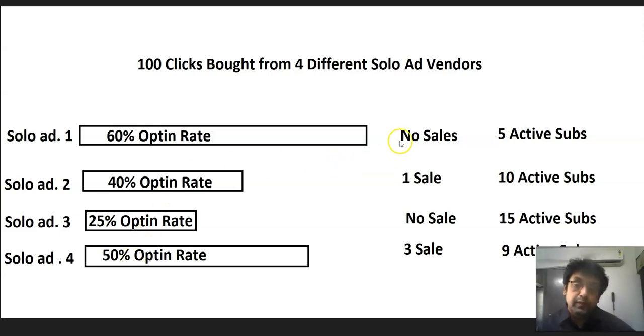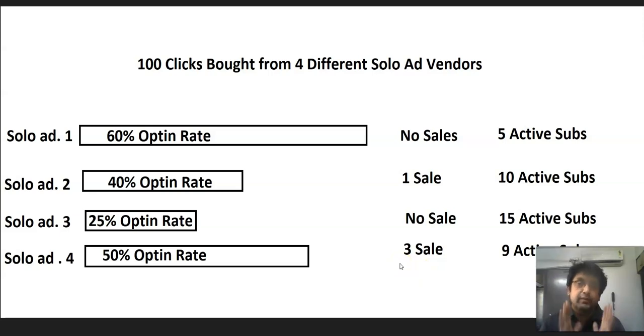Now with the first one you get no sales. With the second one you get 1 sale, so in your opinion it's a good one. The third solo ad vendor gets you no sale instantly, and the fourth solo ad vendor gets you 3 sales. In your condition, I would absolutely guarantee that you are going to be buying more solo ads from this fourth vendor, because he has not only got you a high opt-in rate, but he has got you 3 sales. So maybe this would be your opinion.